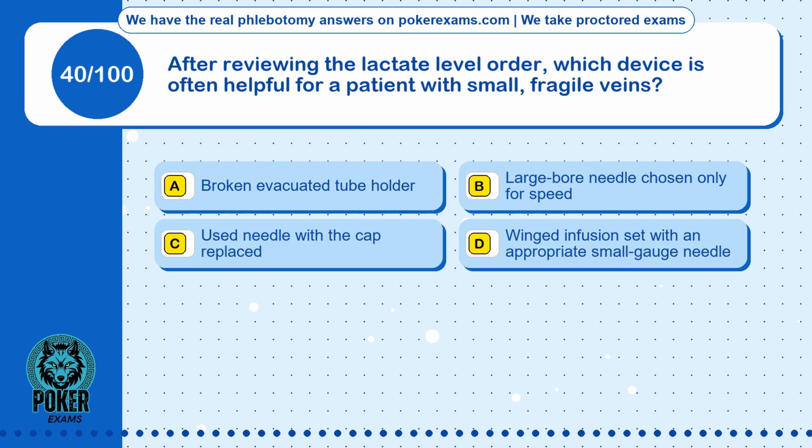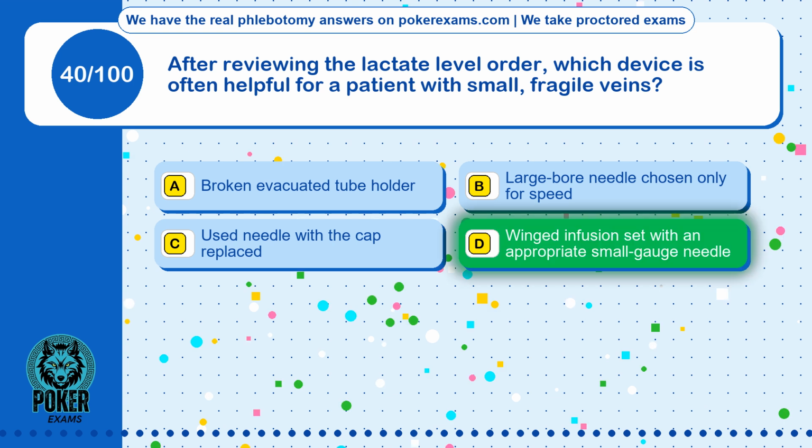Question 40. After reviewing the lactate level order, which device is often helpful for a patient with small, fragile veins? Option A. Broken evacuated tube holder. Option B. Large bore needle chosen only for speed. Option C. Used needle with the cap replaced. Option D. Winged infusion set with an appropriate small gauge needle.